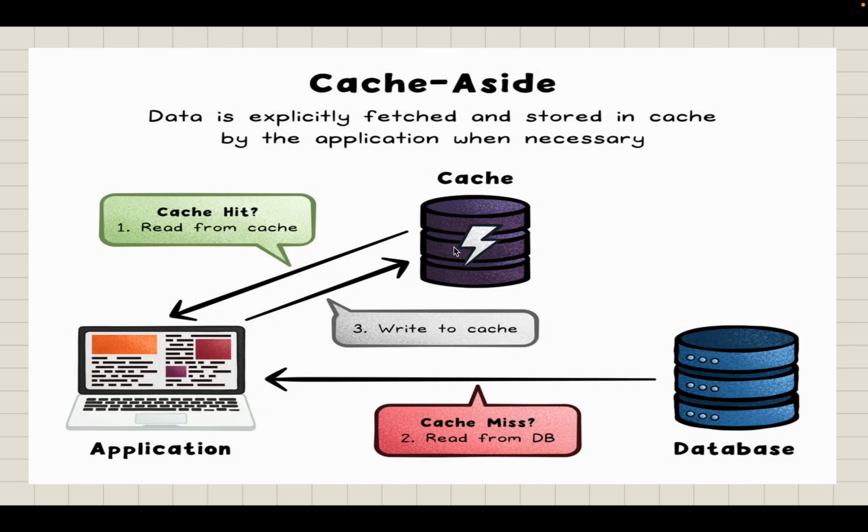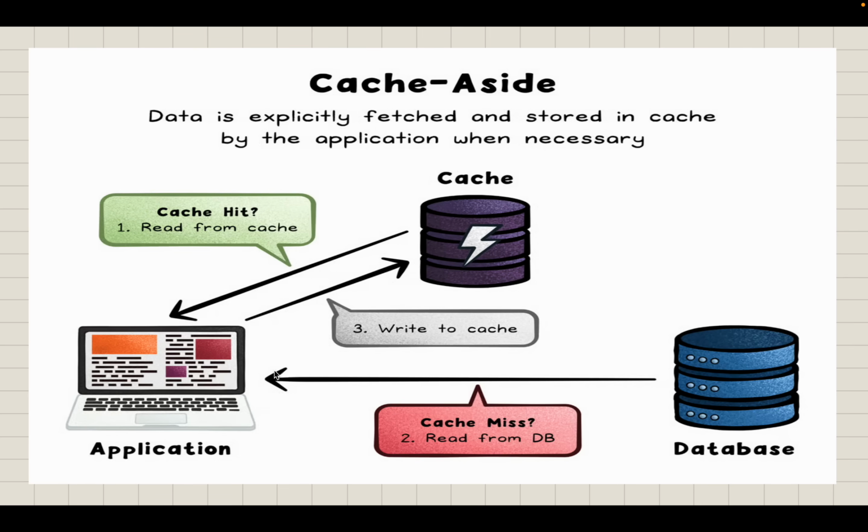The advantage of this kind of architecture is that only necessary data will be there in the cache. So the infrequent data will not be there in the cache. But one of the disadvantages is that the application has to handle some extra logic, right? Writing to the cache and all those things have to be handled in the application.